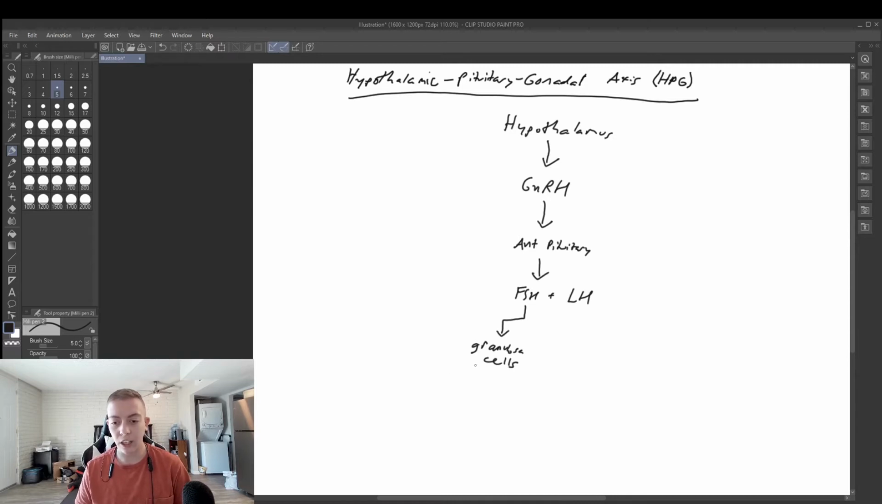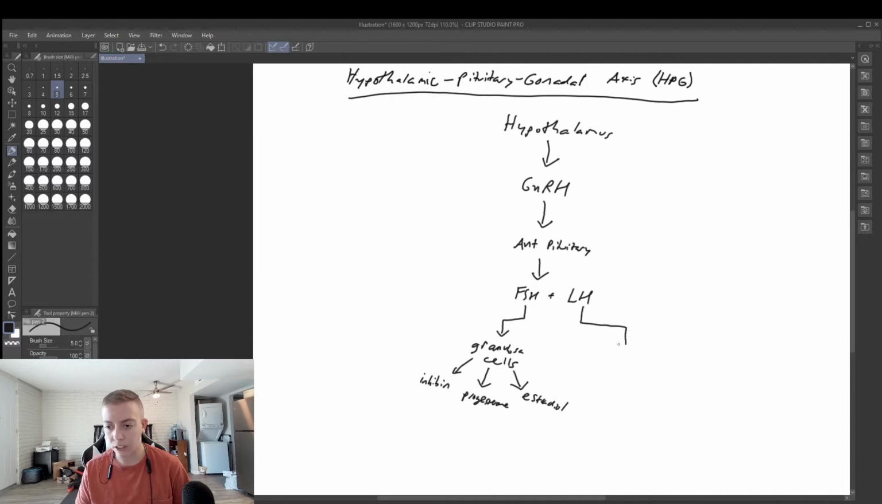And the granulosa cells are going to be triggered by FSH specifically to secrete three different molecules. The first one is inhibin, which I'll get into in a minute, progesterone, and estradiol, specifically estradiol.